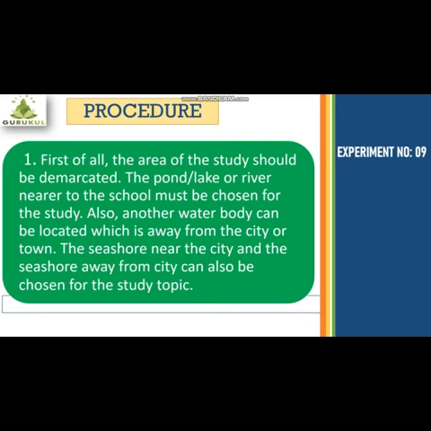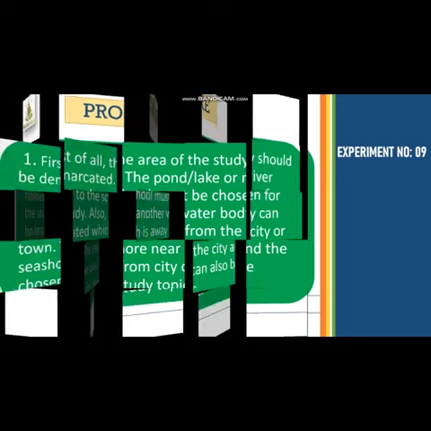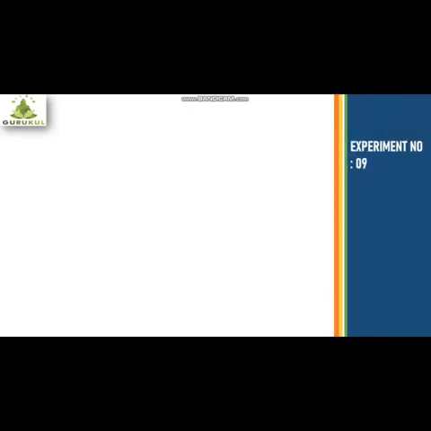The second option is the seashore near the city. If there is any seashore near the city, that can be utilized as a field of study, or the seashore which is away from the city can also be selected as the study topic. So either you take a pond, lake or river, or you take a seashore near the city and away from the city. Next, let us see what we have to do.